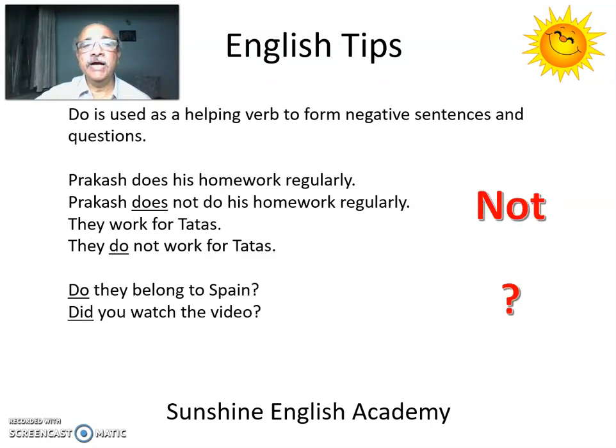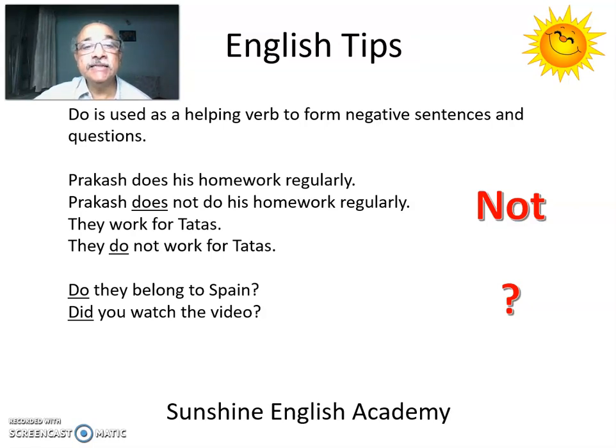We use do as a helping verb to form negative sentences with not and also to form questions. Look at the sentences below. Prakash does his homework regularly. This is a positive sentence, and here does is the main verb. If we want to make this sentence negative, we have to introduce do as a helping verb along with not.